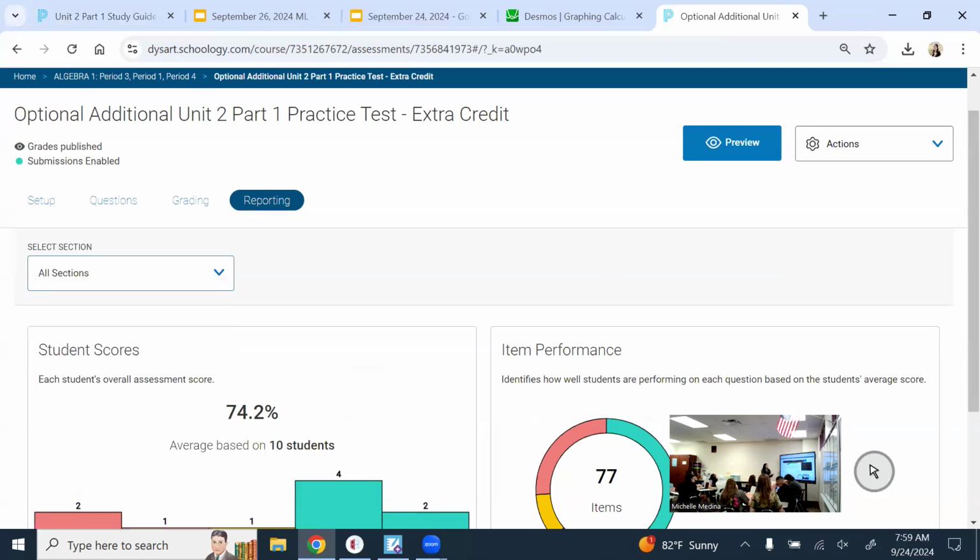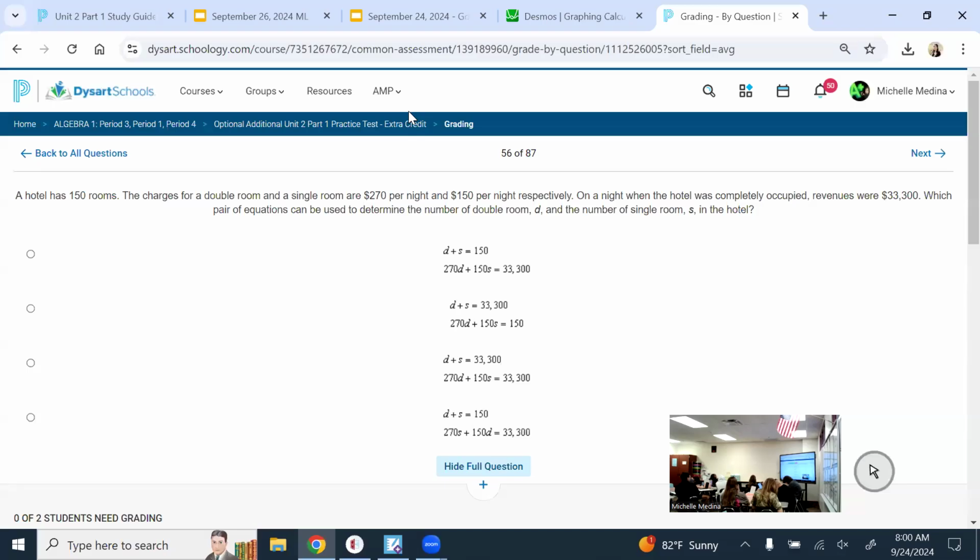One second. So a hotel has 150 rooms. The charges for a double room and single room are $270 per night and $150 per night, respectively. On a night when the hotel was completely occupied, revenues were this much. Which pair of equations can be used to determine the number of the double rooms and the number of the single rooms in the hotel? So we're making the system. Identify your 2 totals. So what's one of the totals?